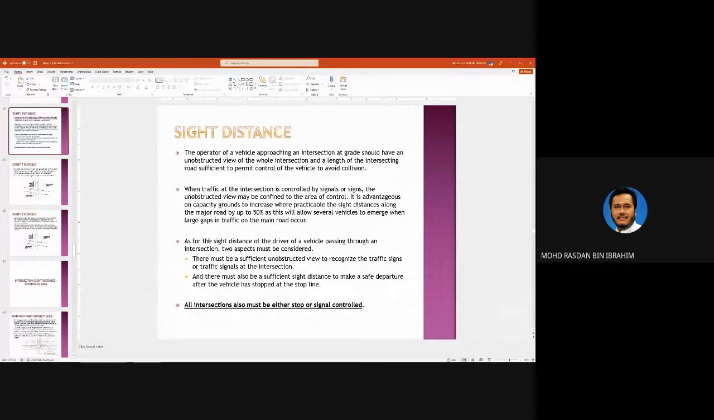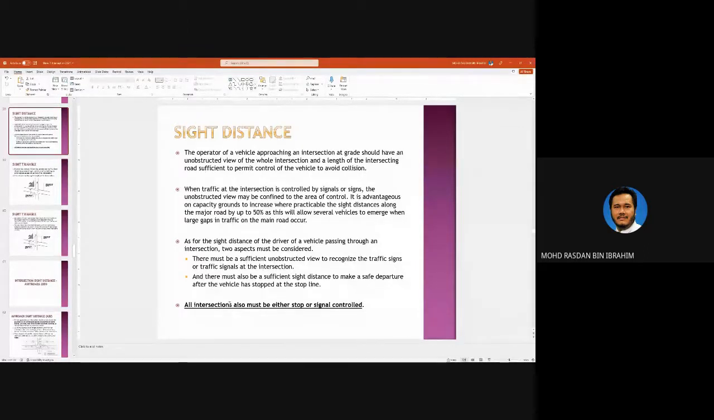As for the sight distance of the driver of a vehicle passing through an intersection, two aspects must be considered. There must be sufficient unobstructed view to recognize the traffic signs, meaning that you must be able to see the traffic signs, and there must be also sufficient sight distance to make a safe departure after the vehicle has stopped at the stop line. When you have stopped, you must have a sufficient sight distance to see the coming vehicle, so that you'll know that it is safe for you to make a departure.